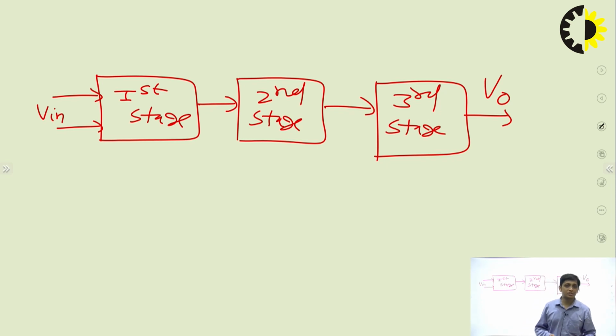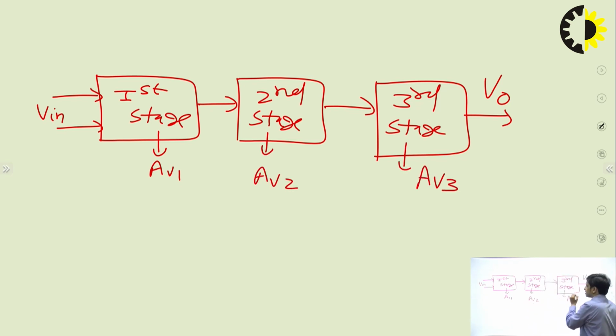For example, in some applications, gain requirement may be more than 80 dB. In some applications, gain requirement may be more than 100 dB, 110 dB. So we cannot get the gain of more than 100 dB with the help of single stage. For that, we need to design multi-stage. We need to go for 2-stage or 3-stage amplifier. So, the advantage of multi-stage amplifier is it provides higher gain, and let's say the gain of the first stage is AV1, gain of the second stage is AV2, gain of the third stage is AV3. So what will be the overall gain of this multi-stage amplifier?